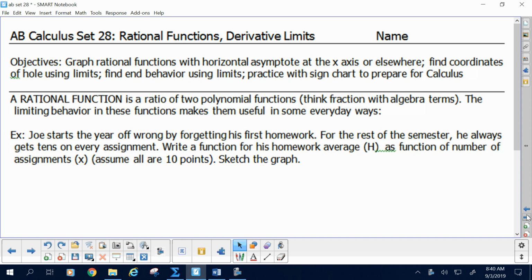All right, rational functions. This should be part two. You've done rational functions in the green book, but you didn't know end behavior, so you couldn't do all of rational functions. So let's go there.